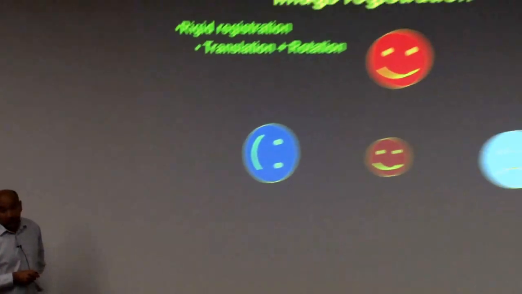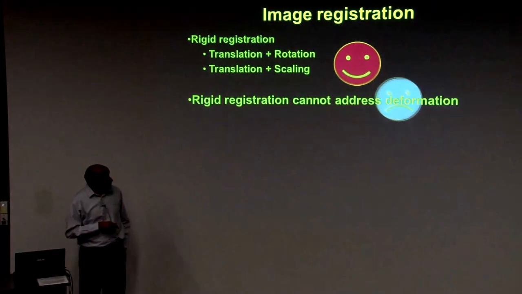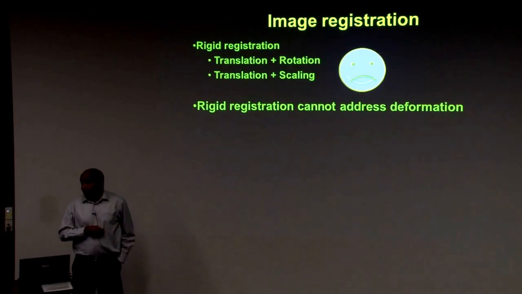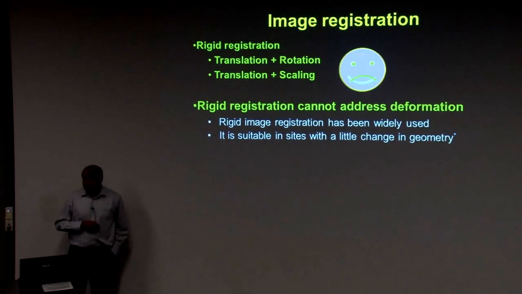So we use image registration. For those who work in image registration, there are a number of techniques. For example, rigid image registration, where we can translate the image, matching the images, or we can stretch it in all directions in the same way. However, if we have a sad face and want to match it to the smiley face here, it would be difficult. We have a deformation that cannot be addressed with rigid registration. So what do we have to do? We have to go to something else.